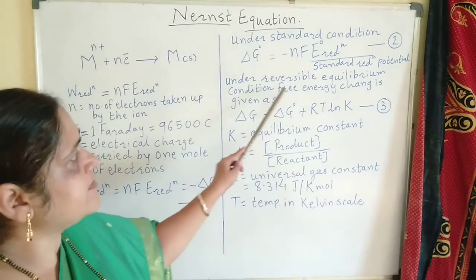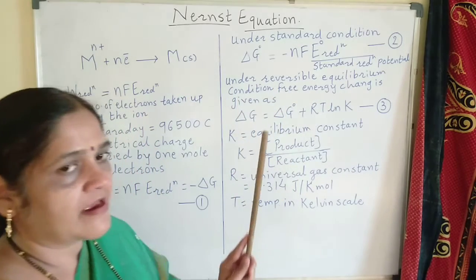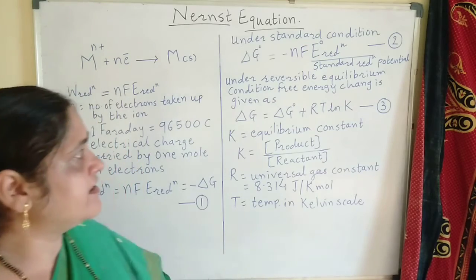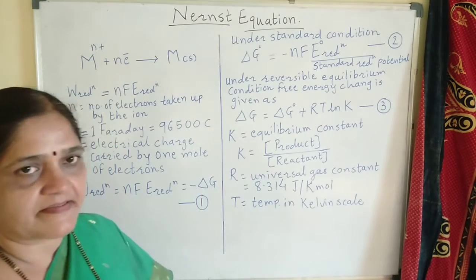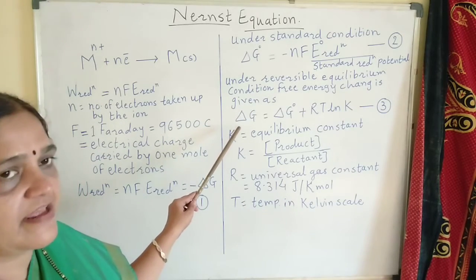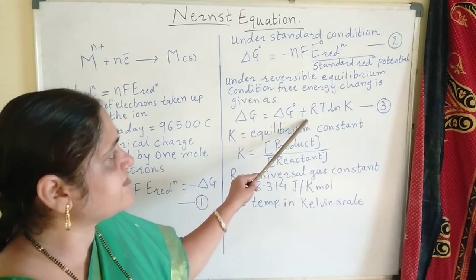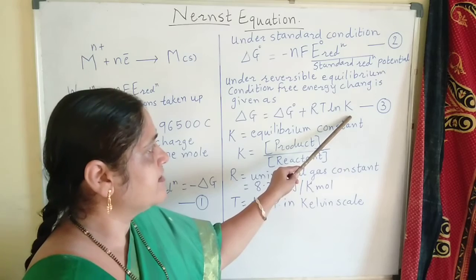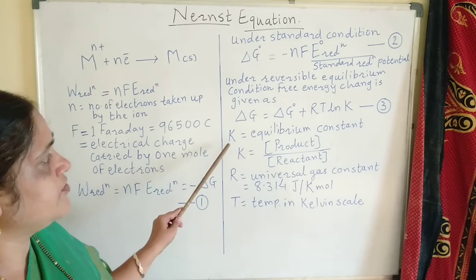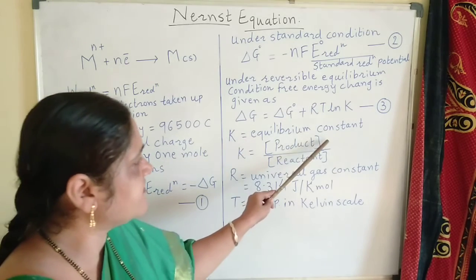So under reversible equilibrium condition you can bring maximum free energy change, or maximum free energy can be converted into useful work under reversible equilibrium condition. So under reversible equilibrium condition we can write the free energy change as delta G is equal to delta G naught plus RT ln K. This is our equation 3. So from this equation you are getting the new constant, that is K is equal to equilibrium constant.